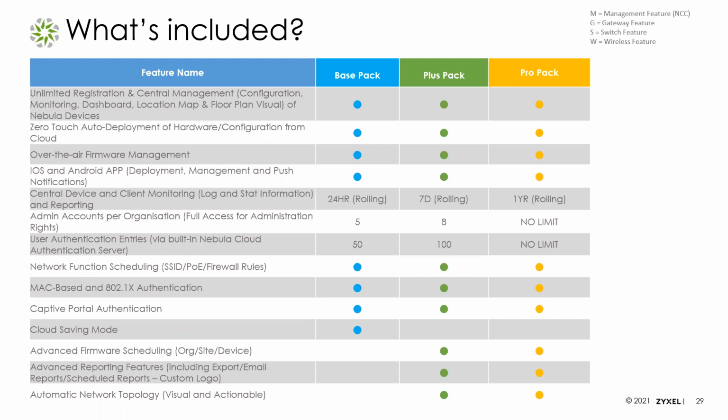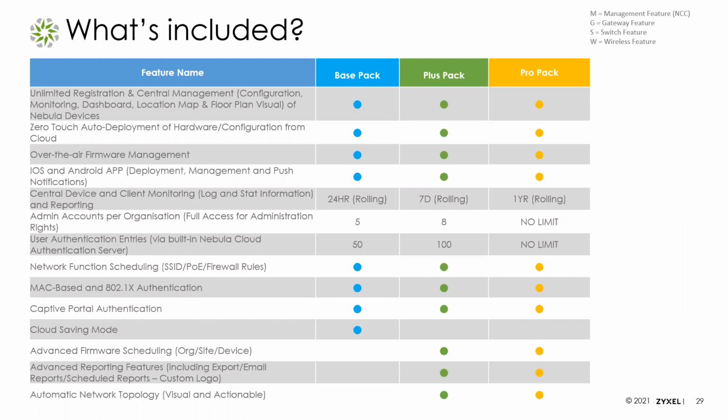So here's one of the first areas where we've got some differences when it comes to the log information. We store the logs in the cloud automatically. So the free version of Nebula only gets you 24 hours worth of logs. Plus Pack keeps a week's worth of logs in the cloud, and Pro Pack keeps a year's worth of logs in the cloud. Now, we do also support syslog, so if you need more storage of your logs than 24 hours, but you don't want to pay for the Plus or Pro Pack, you can always have it export the logs to a syslog server that you run.